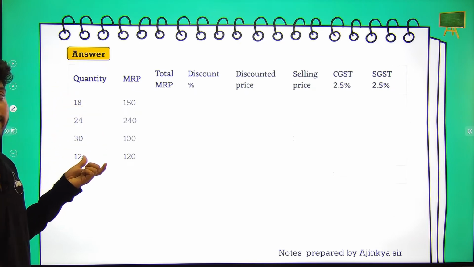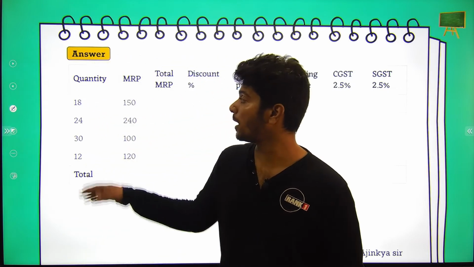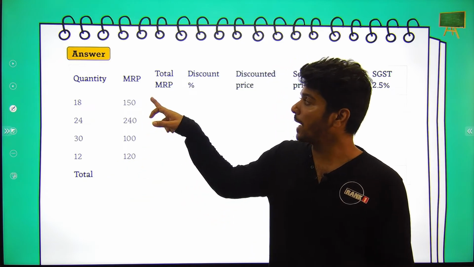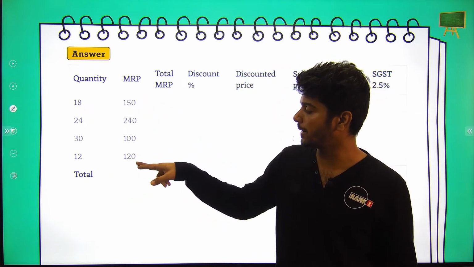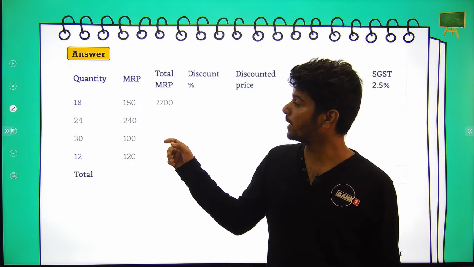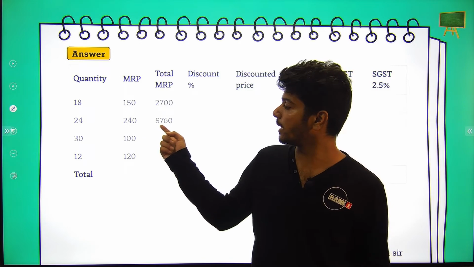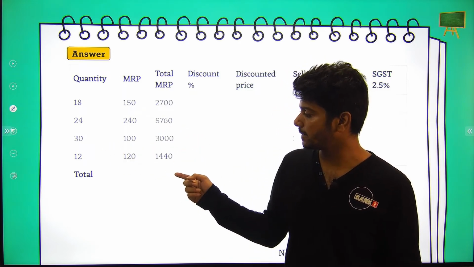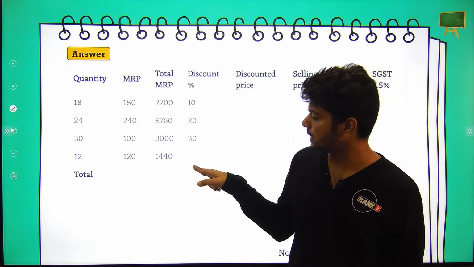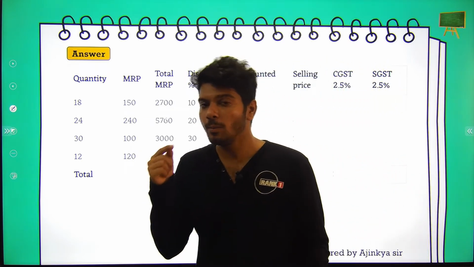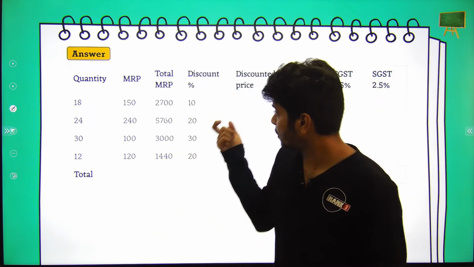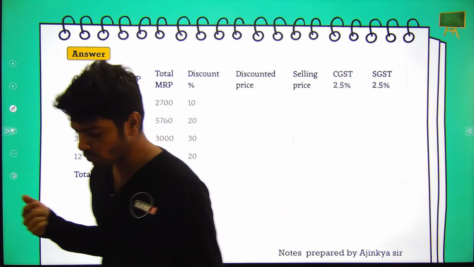See, this was the given data. Quantities 18, 24, 30, 12. MRP was 150, 240, 100, 120. So for total MRP we will multiply both of these. We will get 2700, then we will get 5760, then we'll get like this. I want you all to calculate this column, which is the discount. I'm giving you 2 minutes. Pause the video and calculate this discounted price, and then we will go ahead and check the solution.